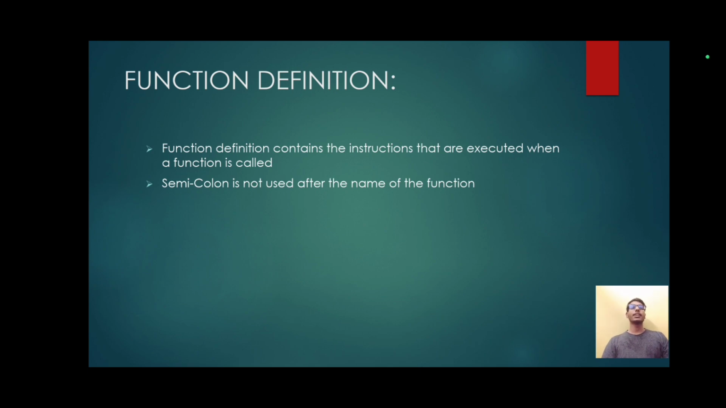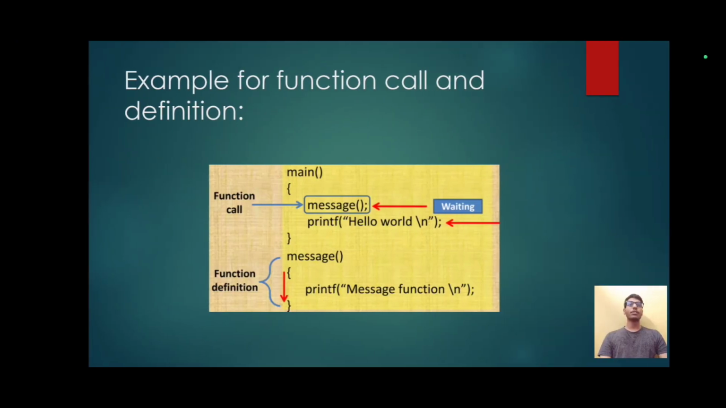Function definition contains the set of instructions that are to be executed when a function is called. And it is important to know that the semicolon is not used after the name of the function in the definition. Example for function call and function definition. Here main() is a function in C programming. It is the entry point of a program where the execution of a program starts. It is the user-defined function that is mandatory for the execution of a program because when a program is executed, the operating system starts executing the statements written within the main function.